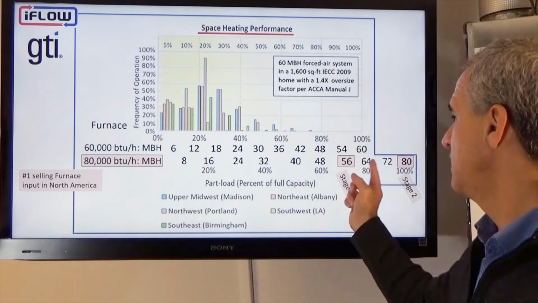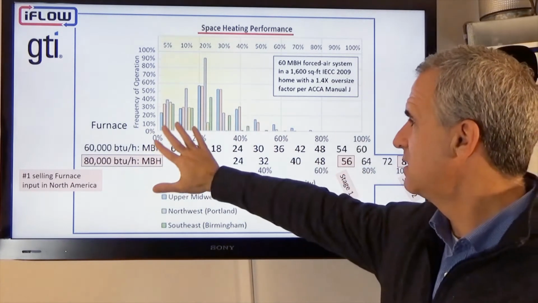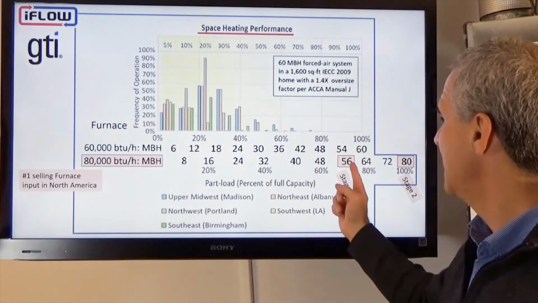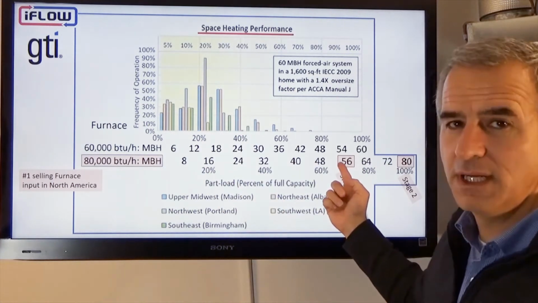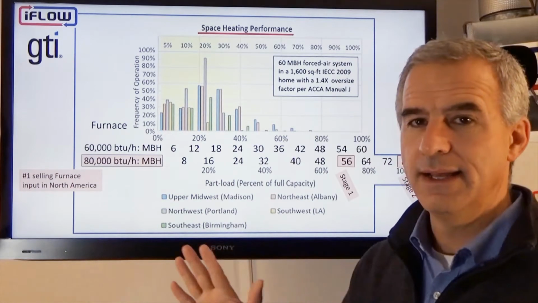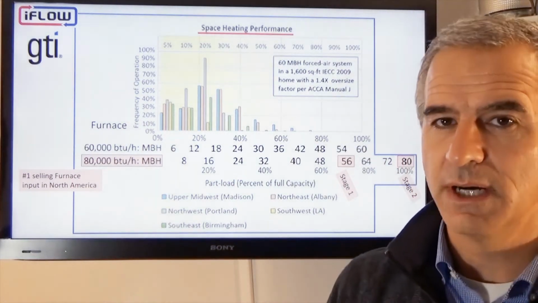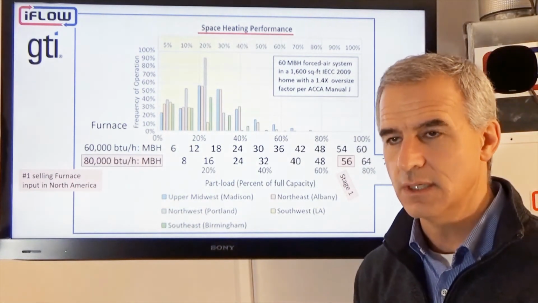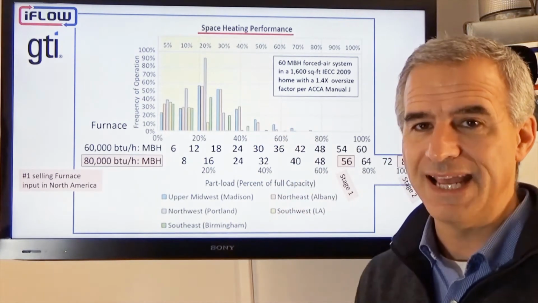It's going to be cycling terribly, in that most of the distribution is way less than even half of what the minimum input is. So this 2-stage furnace isn't going to help us at all. It's going to be cycling like a single stage. You might as well buy a single stage, forget the 2-stage. Buy the single stage, it's not going to be any better at all.